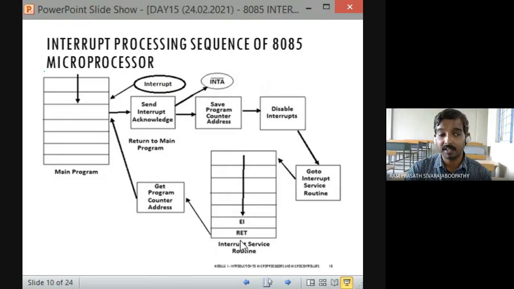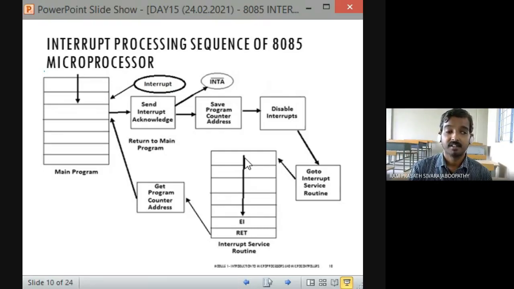The starting address of the ISR, that we call the vector address of the interrupt. In the interrupt service program, it is fixed by the vector address. For each interrupt you will have a vector address. For an interrupt, the particular address is generated by the CPU. That is fixed. We cannot change it. The vector address we cannot change.